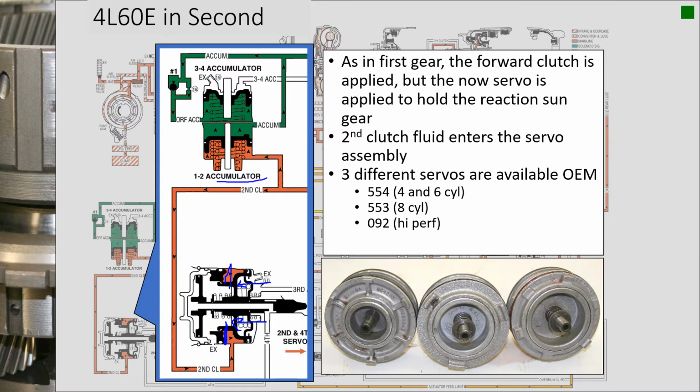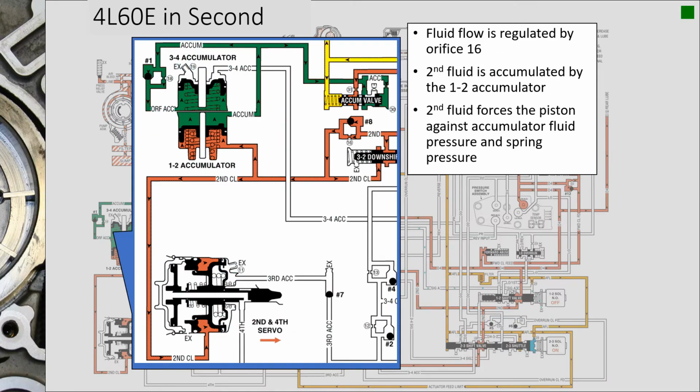And next we'll talk about how this accumulator works, even though we did cover that in lecture 3, but this will be a review. Basically how this is all regulated is when we shifted this transmission in the second, the fluid from the 1-2 shift valve entered the second fluid circuit, and you could see we're automatically going to be regulating how quickly the fluid can apply in there by orifice number 16. That check valve number 8 seats, and orifice number 16 is going to now regulate all the fluid that enters that circuit.